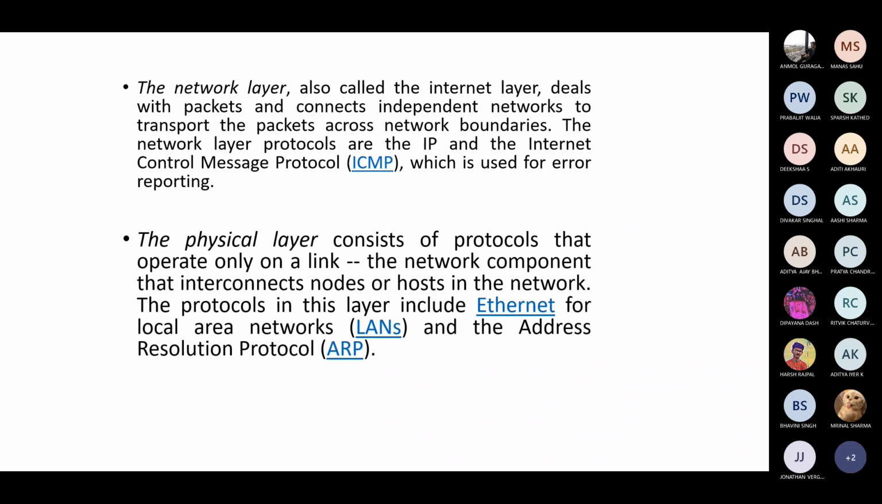The network layer protocols are IP and the Internet Control Message Protocol, which is used for error reporting. So within the network or internet, if any errors occur that restrict the delivery of mails, these errors are properly reported by the use of the ICMP protocol. That is the main objective here. The physical layer consists of protocols that operate only on the link, the network component that interconnects nodes or hosts in the network. So Ethernet for local area networks, LANs, and the Address Resolution Protocol, which is used for connecting the protocols in this layer.